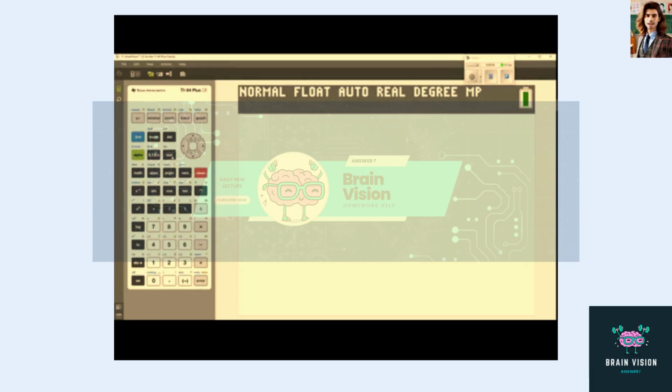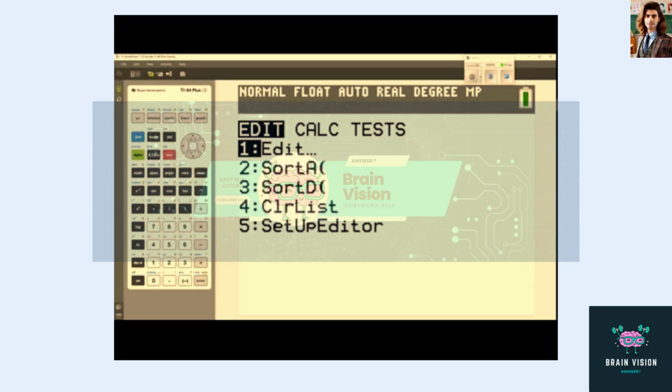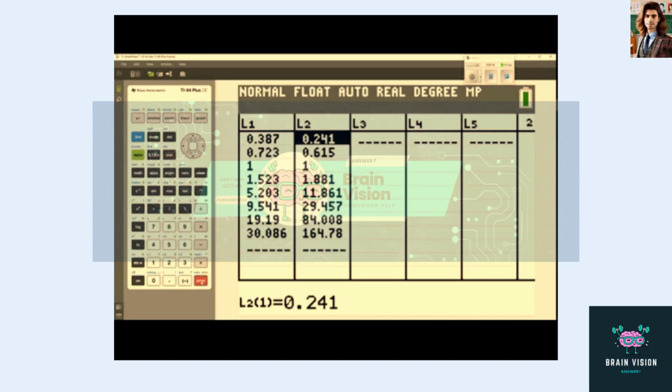All right, here's another great problem to do on a graphing calculator. And so we're going to go into the Statistics menu and go into Edit. And then we're going to type our numbers into List 1 and List 2, where List 1 stands for the distance, the average distance of the planet from the Sun, and List 2 stands for the period, the time of revolution around the Sun.